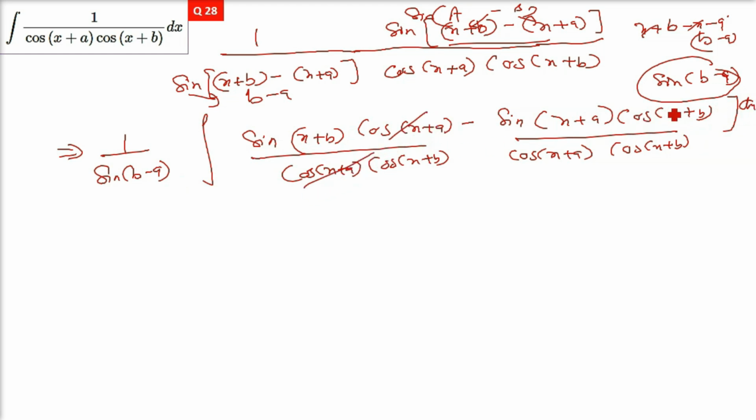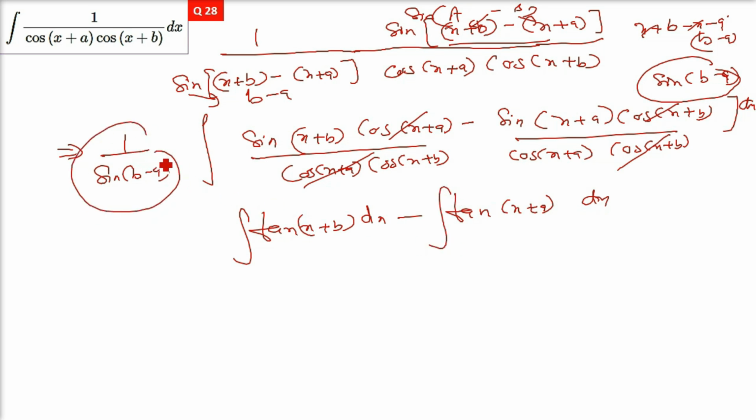Cos(x+a) cancelled out, cos(x+b) cancelled out from the first and second term respectively. Now sin(x+b) by cos(x+b) is tan(x+b). Similarly, sin(x+a) divided by cos(x+a) is tan(x+a). These two terms integrate differently, but the result remains the same because it's just tan of something dx. So what is the integration of tan theta? It's log sec theta. So log sec(x+b) comes here, and log sec(x+a) comes here.